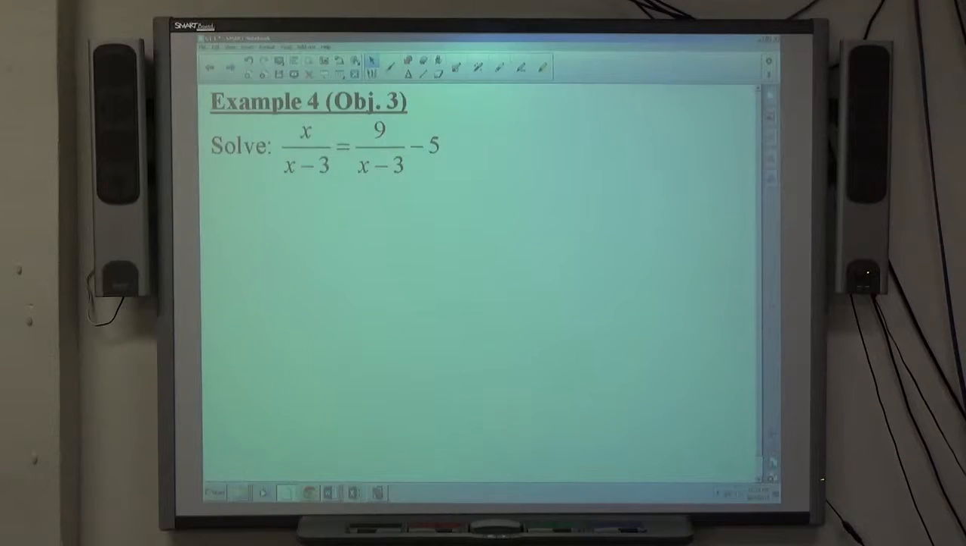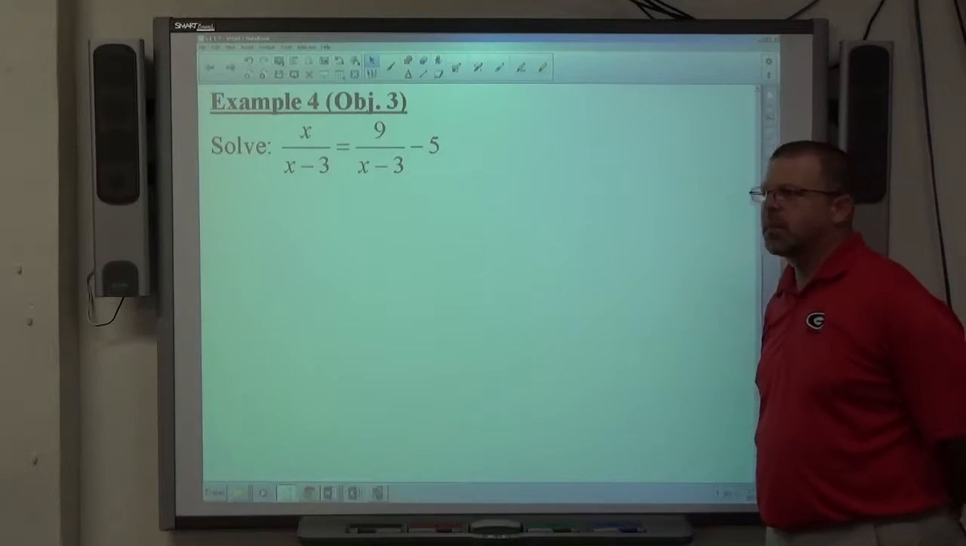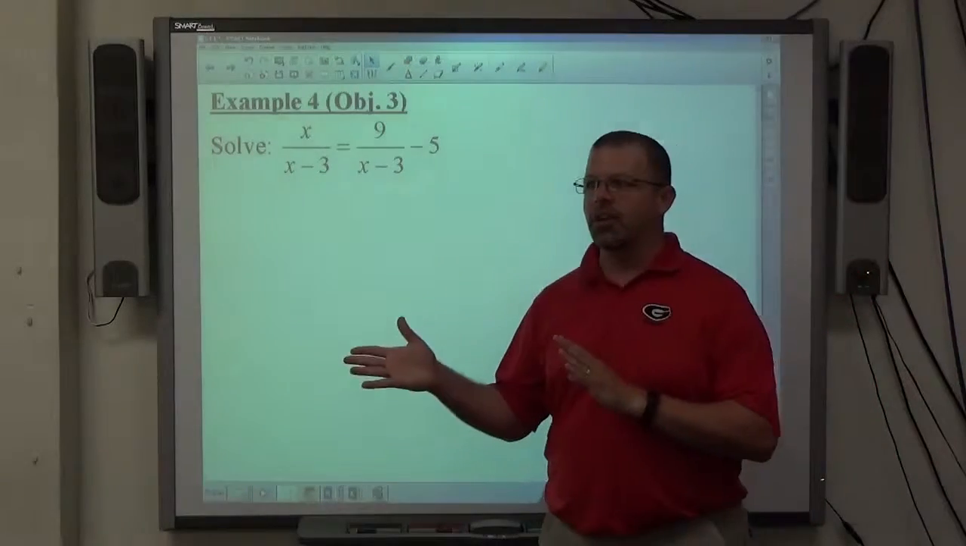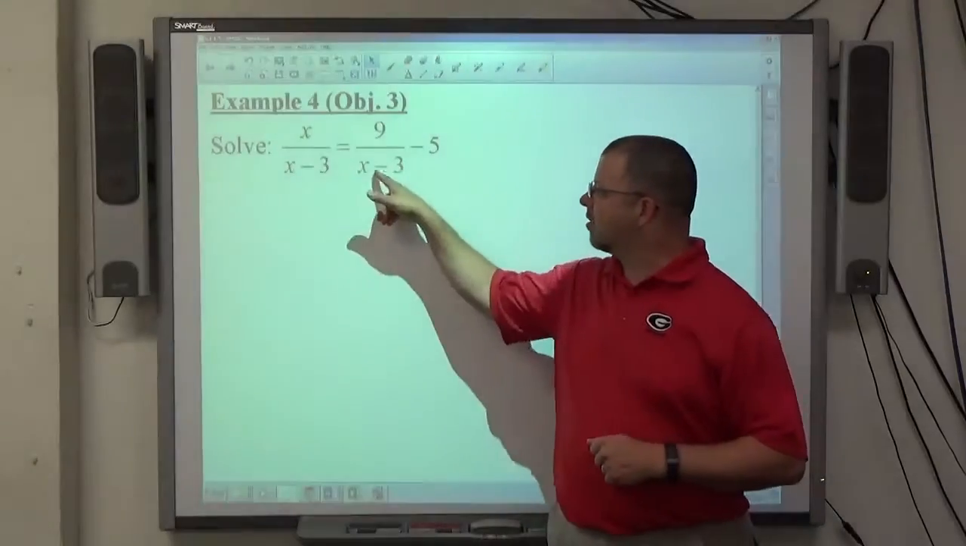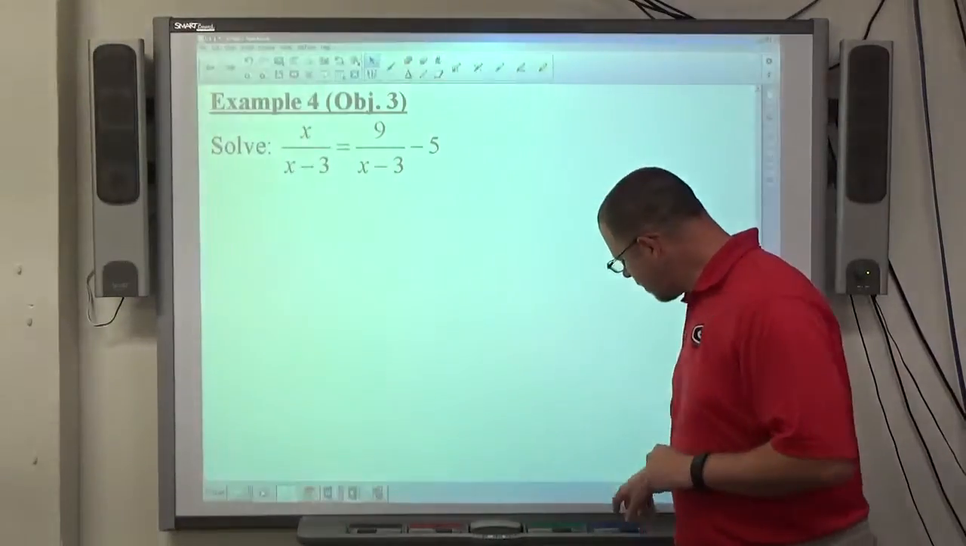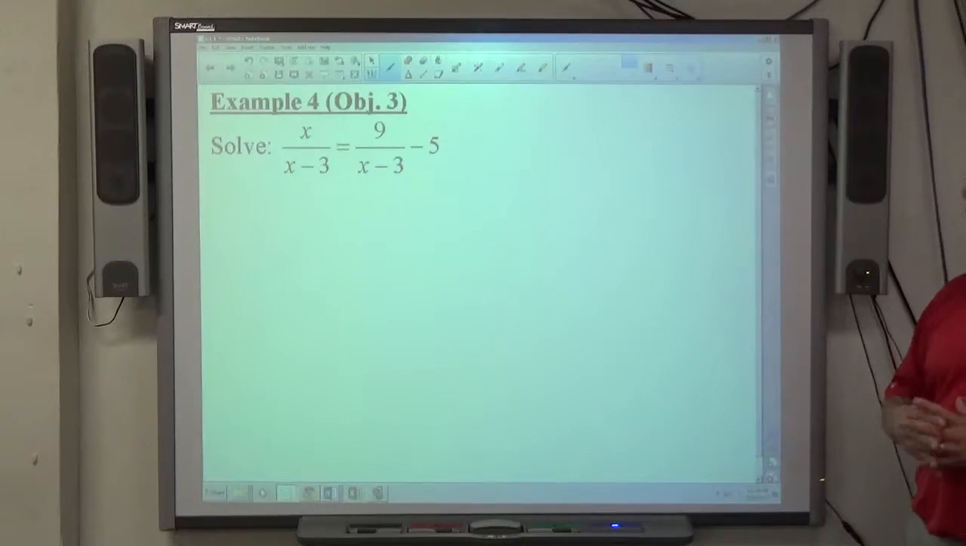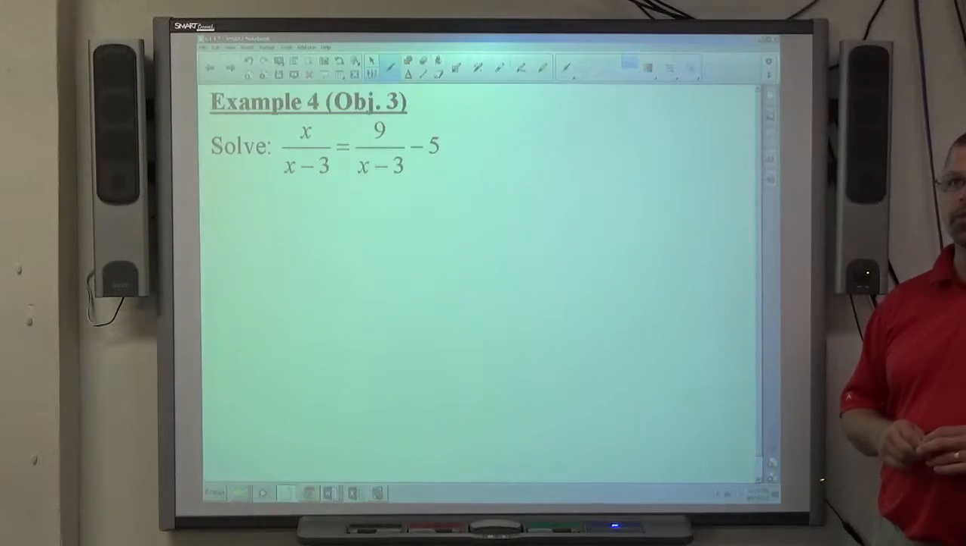All right, example 4. Solve x over x minus 3 equals 9 over x minus 3 minus 5. This is a rational equation. Just having fractions in the equation doesn't make it rational. The fact that x's are in the denominator is what makes it a rational equation. When x is in the denominator, that x as a variable means the denominator could possibly equal 0 for certain values of x.